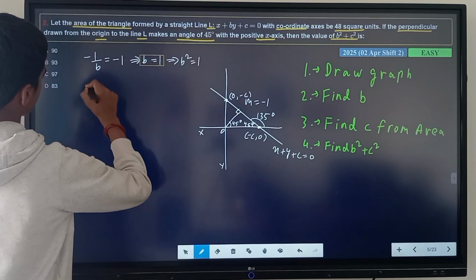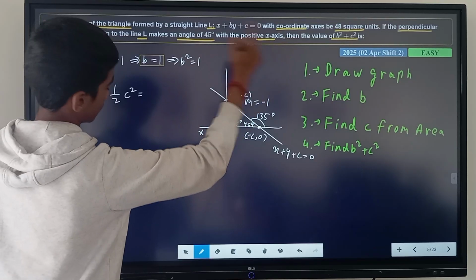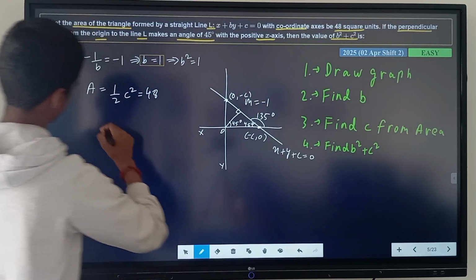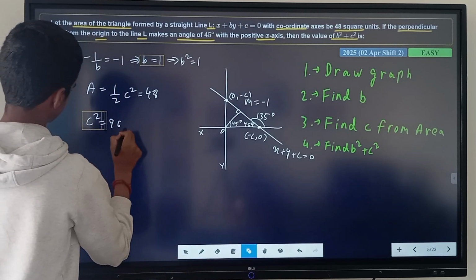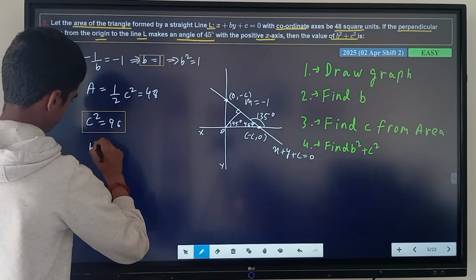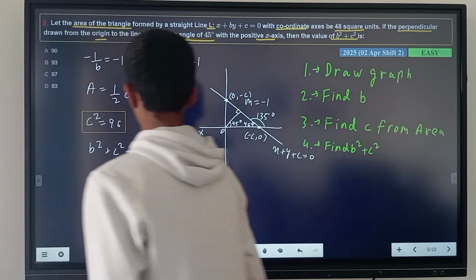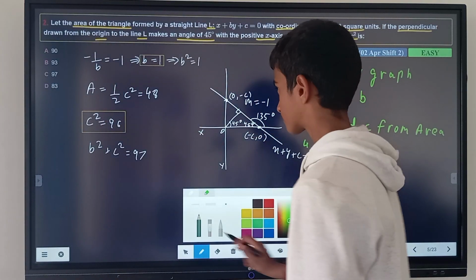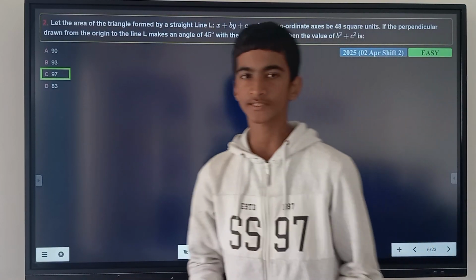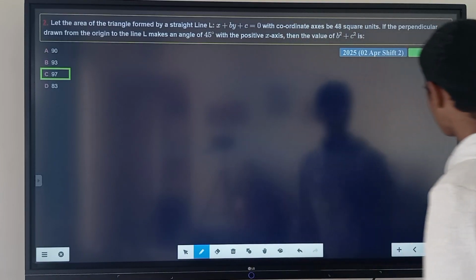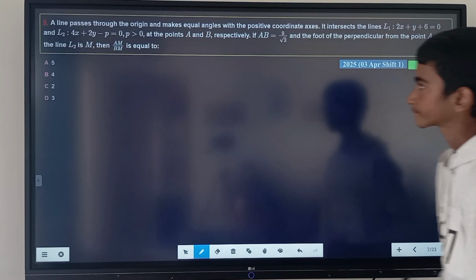From here our area is equal to 1 upon 2 c square, which is equal to 48 according to the question. C square is equal to 96. From here b square plus c square is equal to 97. From here we can say that our option C is correct. And here is our solution. We can see that our answer is correct.